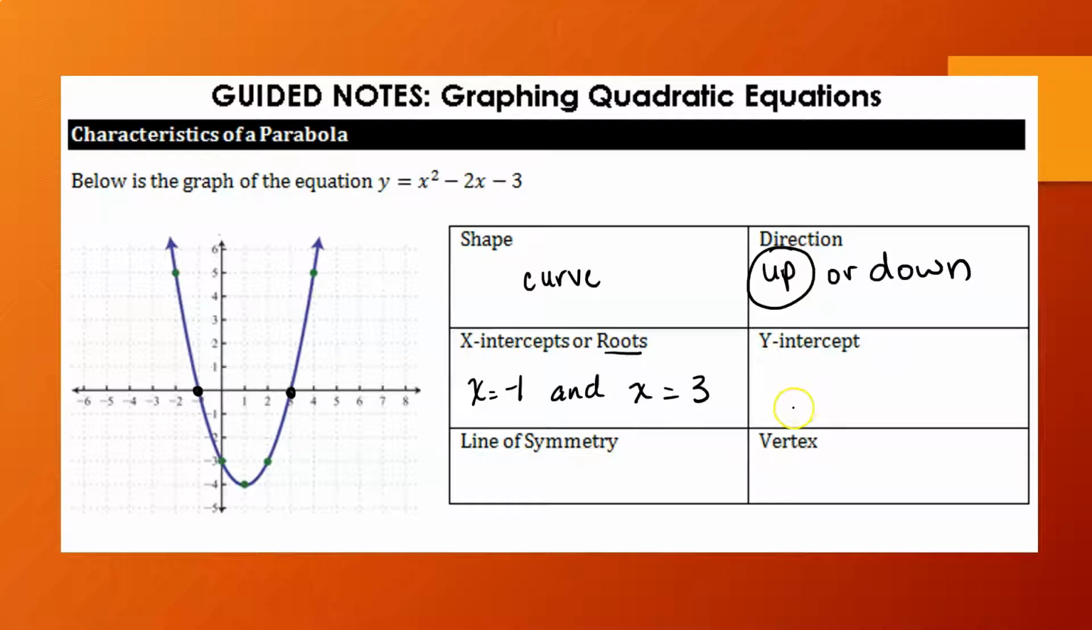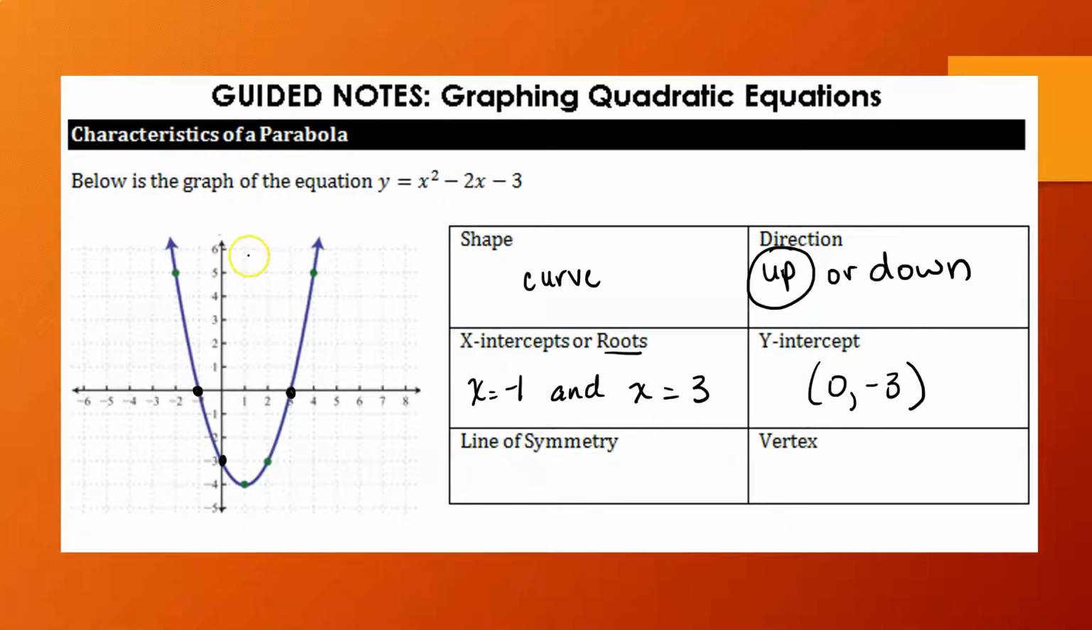Sometimes we need additional points to help us flesh out what the curve looks like. One thing that might help us is by finding the y-intercept. We can always find the y-intercept by putting in 0 for x. In this case, our y-intercept is (0, -3), right here.